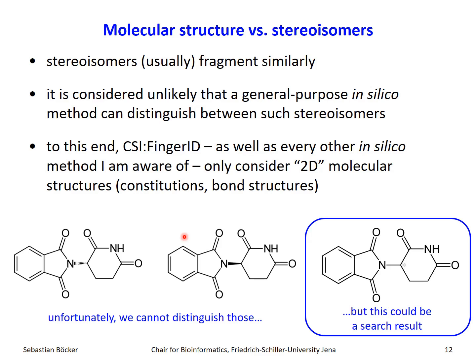Something like CSI FingerID. To this end, we consider structures on this level, which we sometimes call 2D molecular structure. You can also call it just molecular structure, constitution, bond structure, and so on and so on. So when you use CSI FingerID, this might be a search result, and then you have to decide which stereoisomer it actually is. But this won't be used in our evaluations simply because I don't think a general purpose method will ever be able to do that. Maybe we can do something in the long run, but also not for all stereoisomers. We will see how good that works.